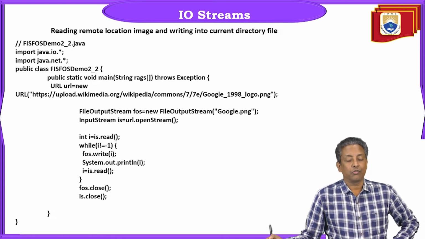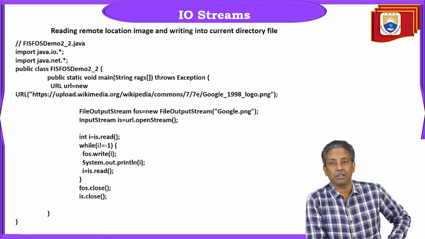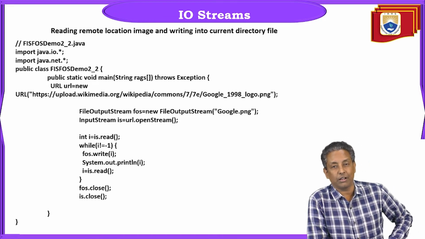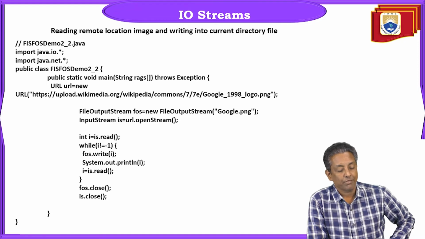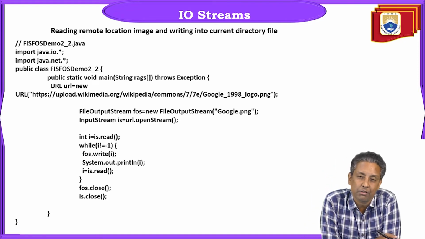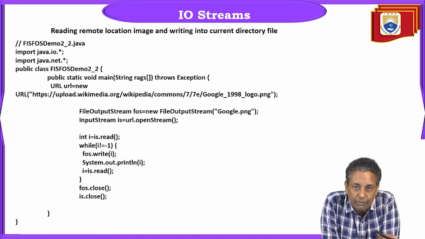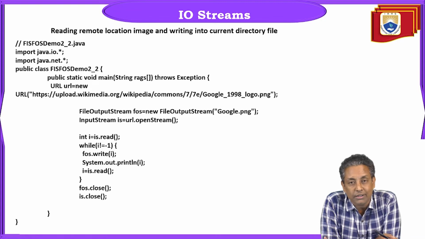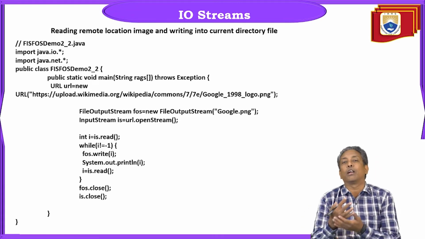So what does it mean? What is the meaning of reading a remote location image? What is the meaning of a remote location image? See, which input stream can point to the URLs on the World Wide Web? Which input stream class is capable of reading or pointing to a URL?